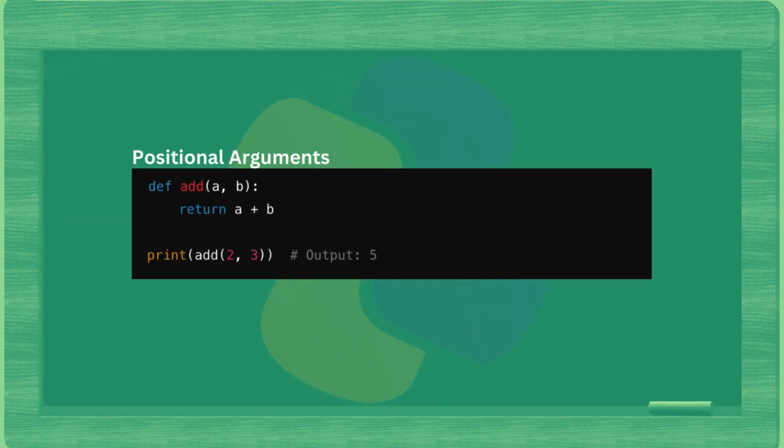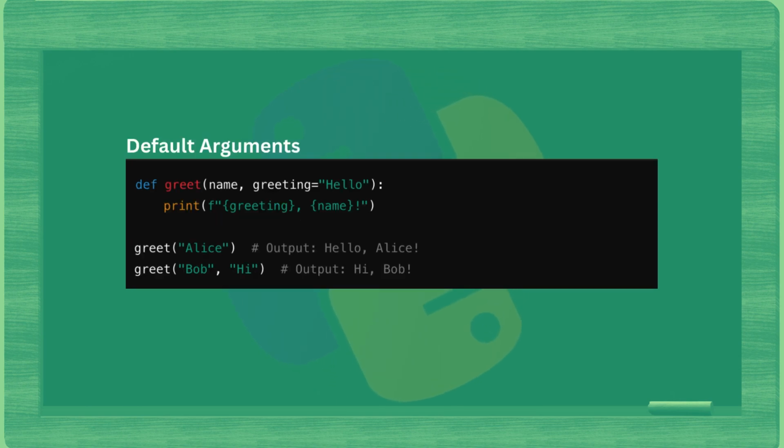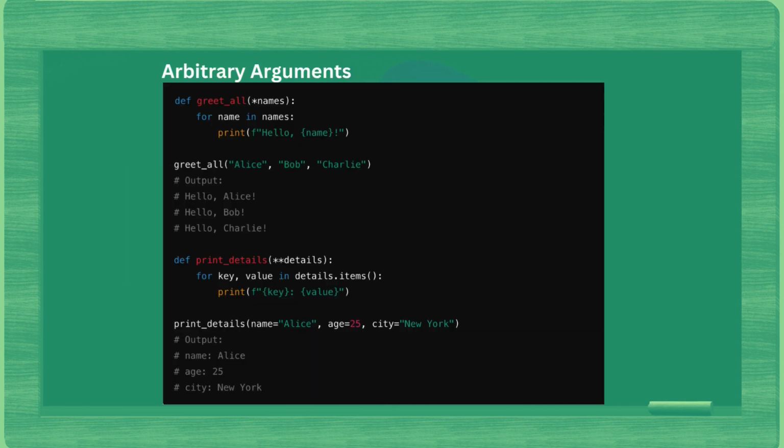Positional arguments. Arguments are passed in the order they are defined. Keyword arguments. Arguments are passed with the parameter names. Default arguments. Arguments that assume a default value if no value is provided. Arbitrary arguments, using *args for positional arguments and **kwargs for keyword arguments.